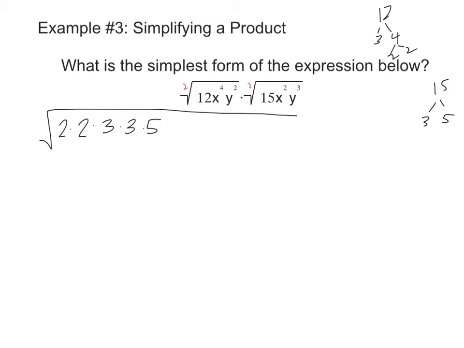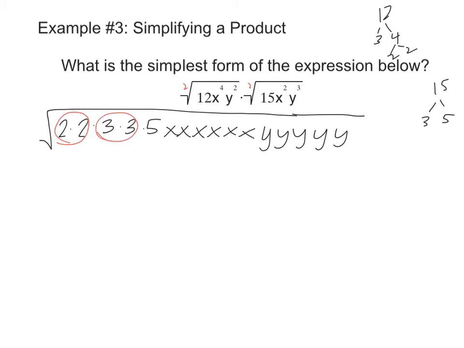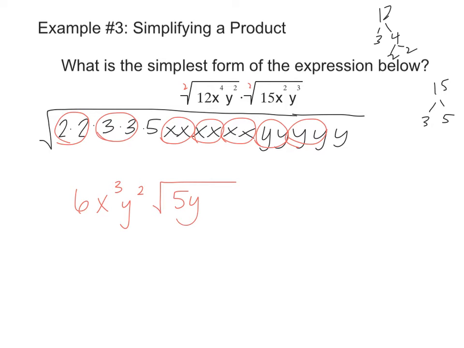Okay. Now I'm going to deal with my variables. I have 6 x's total. And I have 5 y's. So with that being said, this is square root. So I need pairs of everything. So I have a pair of 2's, a pair of 3's, 1, 2, 3 pairs of x's and 1, 2 pairs of y's. So that's going to give us 6x cubed y squared, square root of 5y.